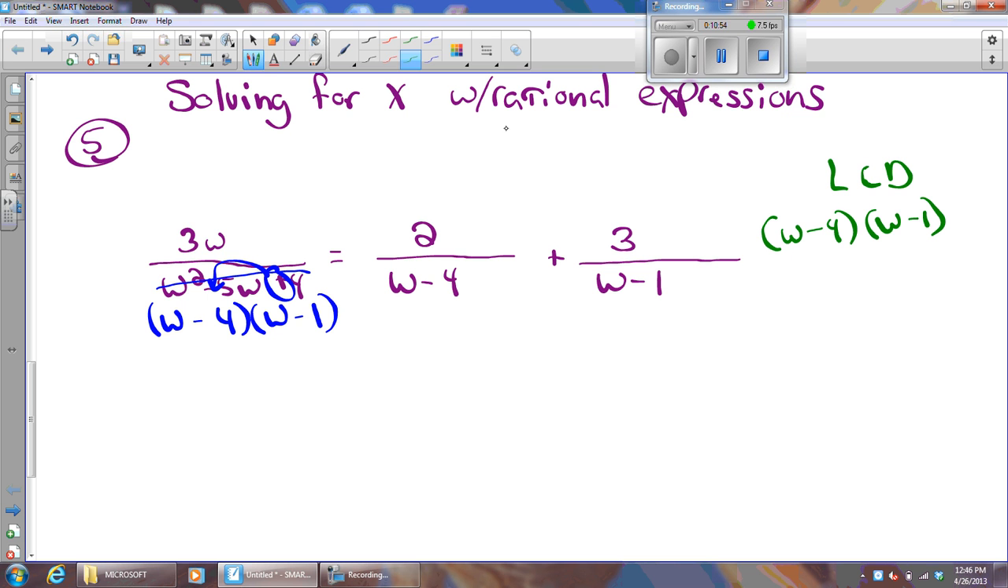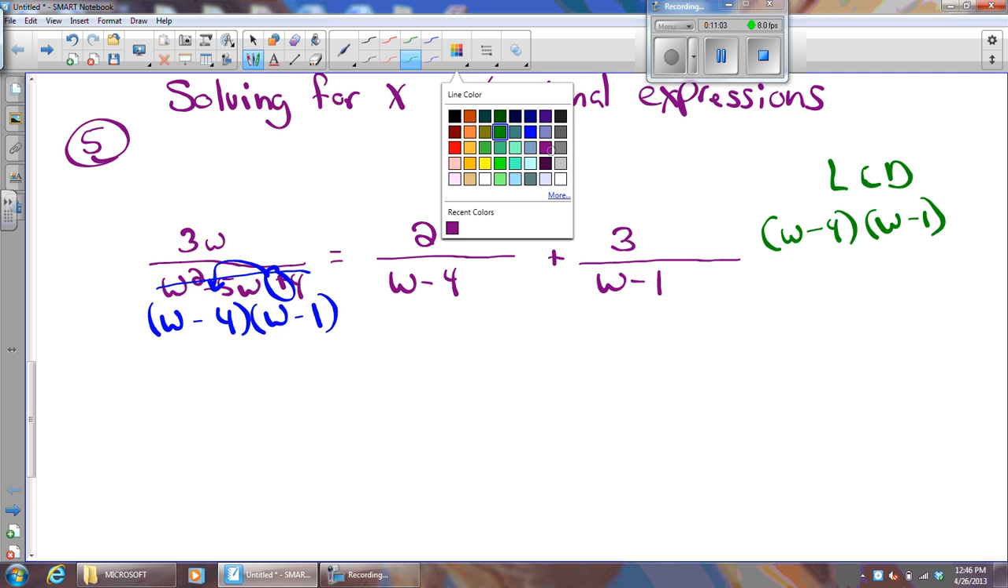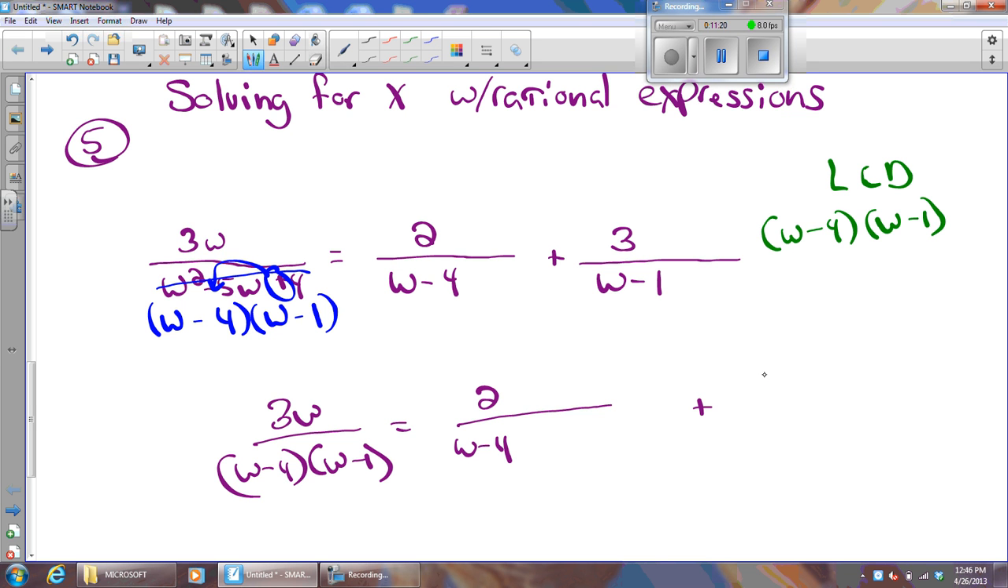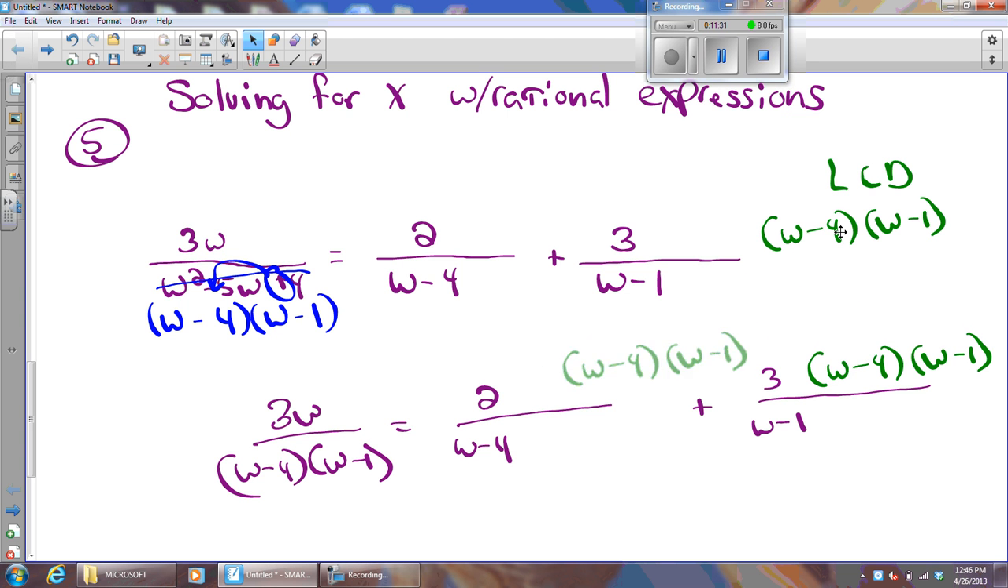Okay. So I'm going to take this first fraction. I'm going to rewrite it a little more neatly. And it's 3w over w minus 4 and w minus 1. And then I'm going to take 2 times w minus 4 plus 3 times w minus 1. Okay. And I'm going to multiply this fraction by it, this fraction by it, and the first fraction by it.